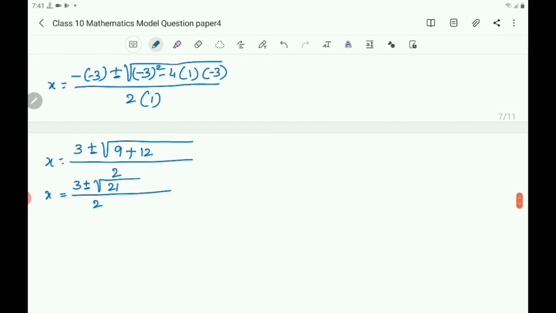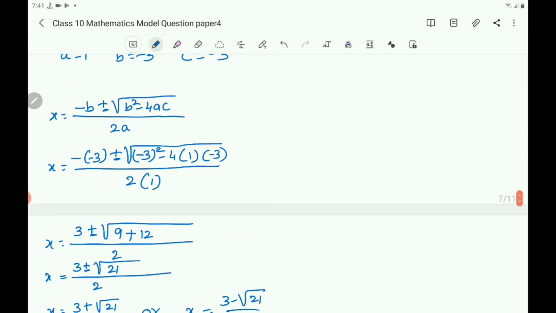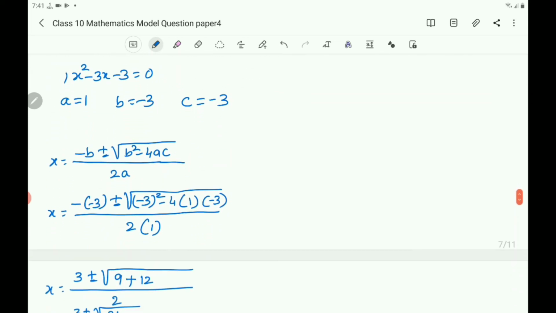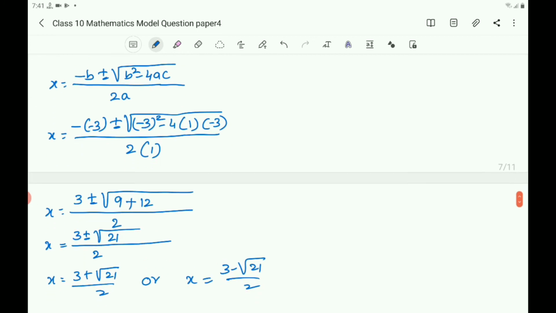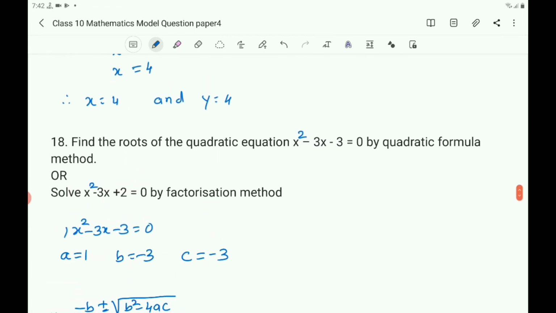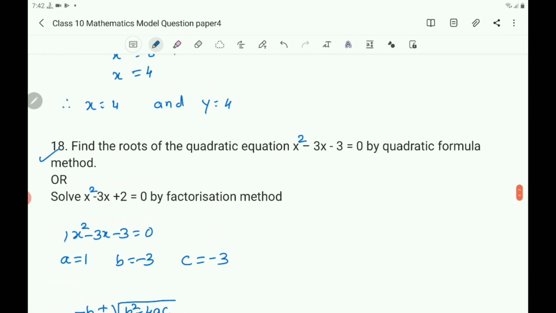Then here you can't split 21 as a product of a square number into some other number. So write 21 only. Then you can write x equals 3 plus square root of 21 by 2, or x equals 3 minus square root of 21 by 2. Here you got the roots, 3 plus square root of 21 by 2 and 3 minus square root of 21 by 2. Here you got the answer for the first question.